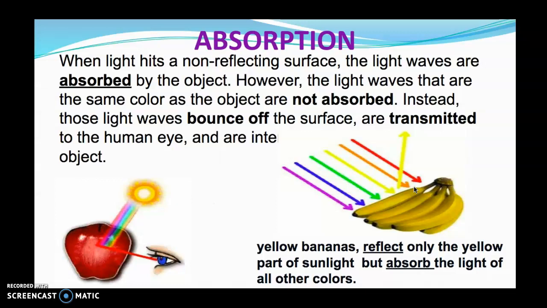So, yellow bananas reflect only the yellow part of the sunlight that hits them, but absorb the rest of it. Same thing with apples. You see a red apple? It's because it's absorbing all the other forms of sunlight except for red.